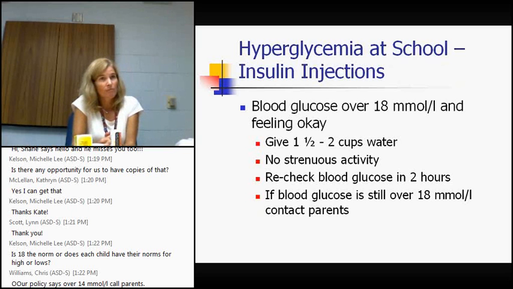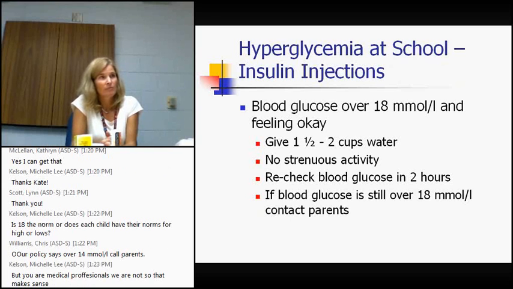Okay, and there's a question from Chris who says our policy says over 14 calls a parent. So yeah, if it's our policy for 14, then we have to, yes. Policy 704 does use 14, and our clinic uses 18 for a child on injections, but if it requires a phone call home at 14, there may be no action required, but just a phone call. Just follow the policy. So if it's 14 for us, then that's what we need to follow.